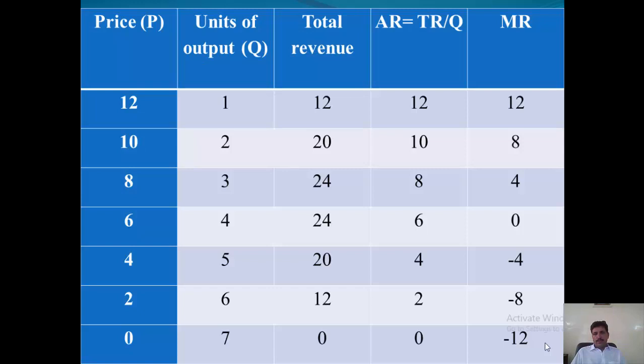Now, before going to the price and output determination, let's discuss the revenue curves under monopoly. We see that if the price is 12, 1 unit is sold. If the price becomes lower, more units are sold. As the price goes down, more and more units of the product are sold.